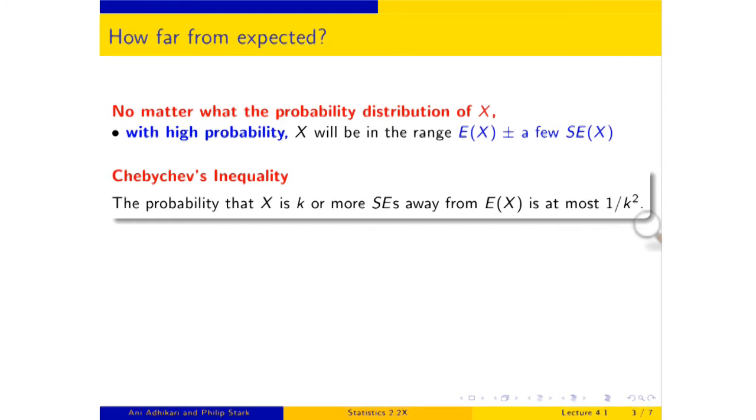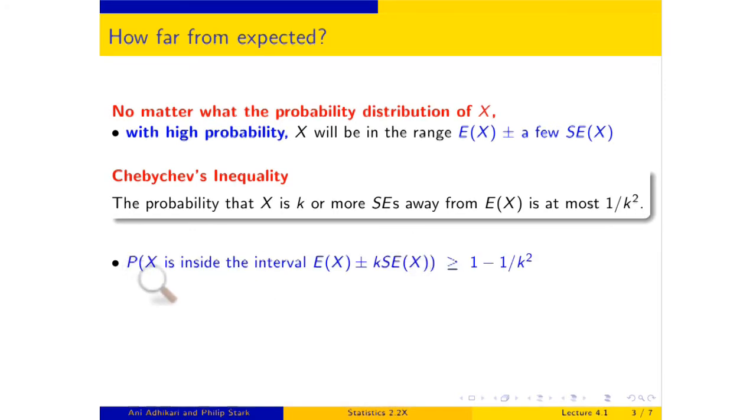Another way of thinking about this is if you look at the probability that your random variable is inside the interval expected value plus or minus k standard errors, that probability is at least 1 minus the Chebyshev bound, 1 minus 1 over k squared. And if the k's are bothersome, let's take k equals 2. Let's look at the chance that your random variable is in the range expectation plus or minus 2 standard errors. Well, Chebyshev says that's greater than or equal to 1 minus 1 over 2 squared. So 1 minus a quarter, that's 3/4.